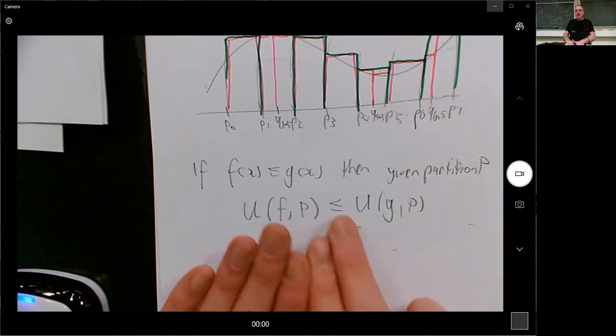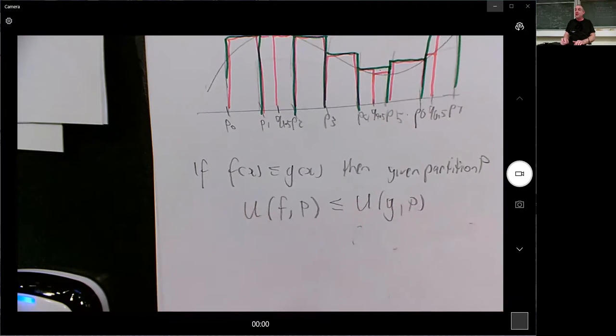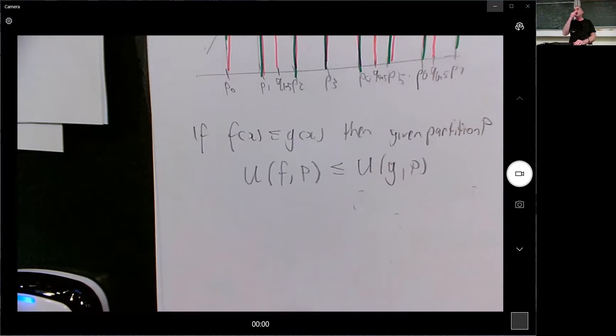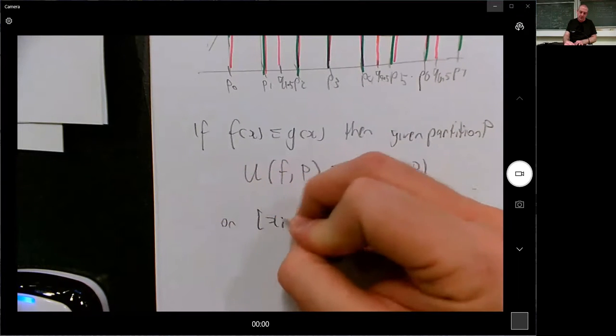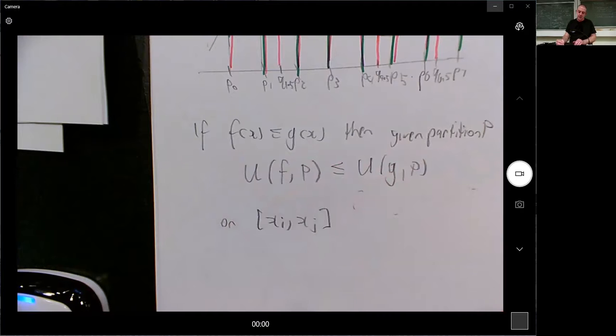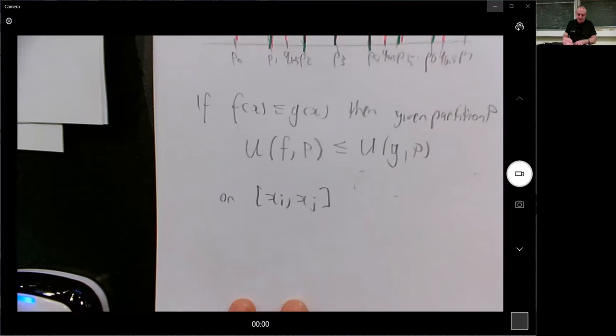I think we're just going to believe this is the truth, but it makes sense to me. Because if you pick one of the intervals involved in the partition, so on the interval from x_i to x_j, every f of x has a g of x that's greater than or equal to it, and so the supremum has to be, just a second.